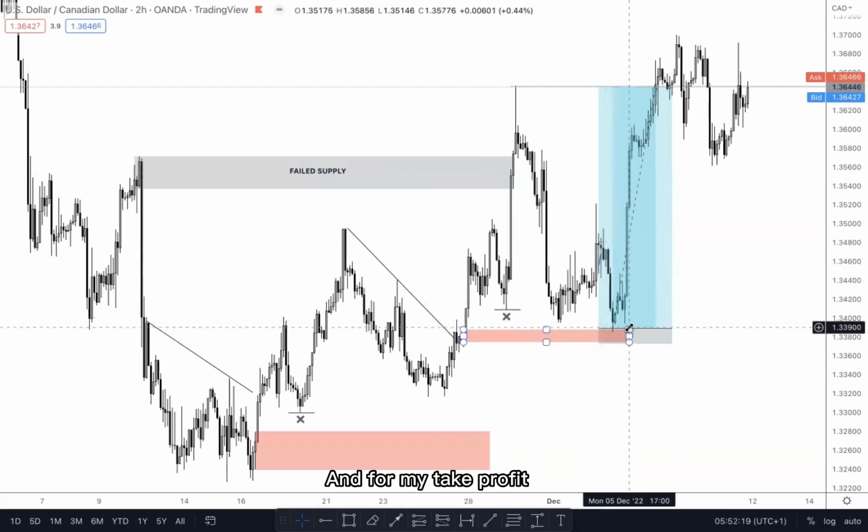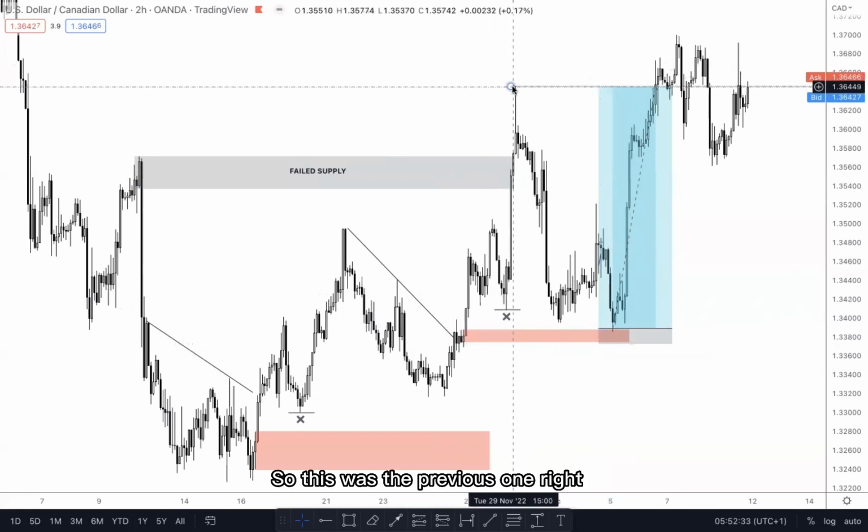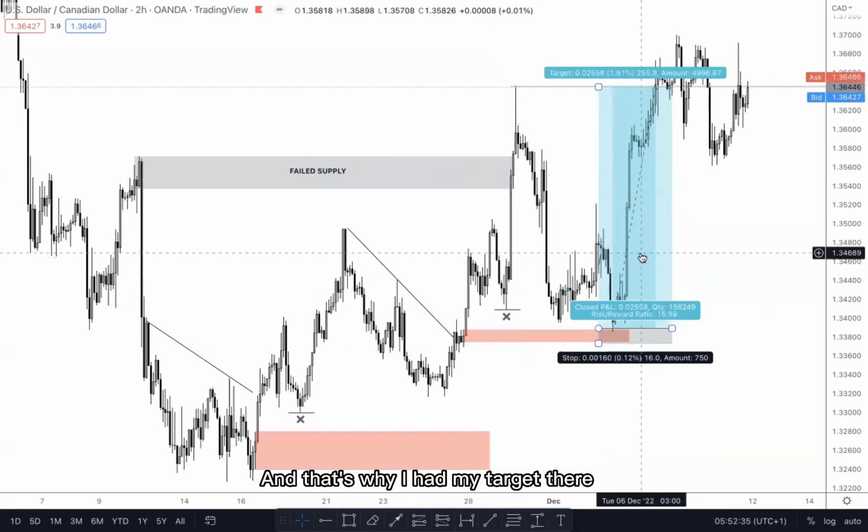And for my take profit, when the market is uptrending, when it's making a series of higher highs and higher lows, the previous highs are always the target because the market looks to create a new high in an uptrend. So this was the previous one, right? And that's why I had my target there.